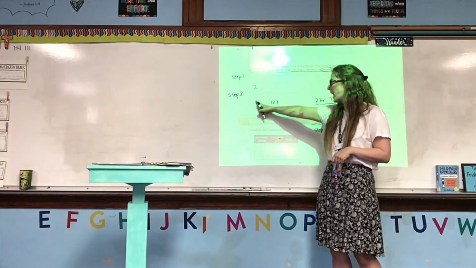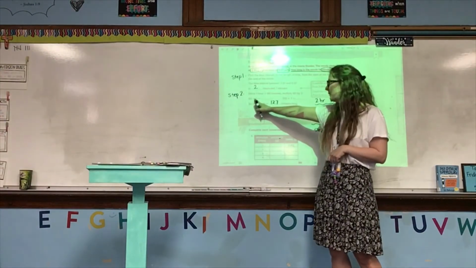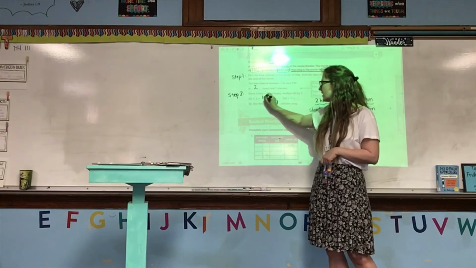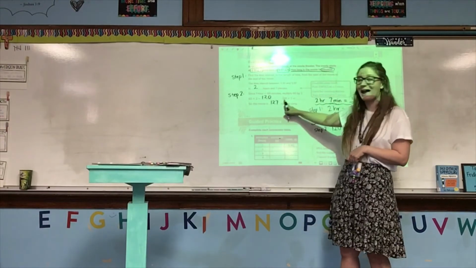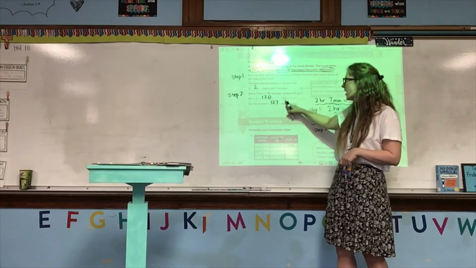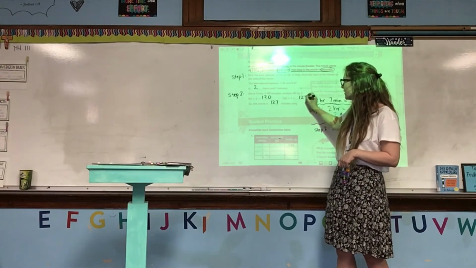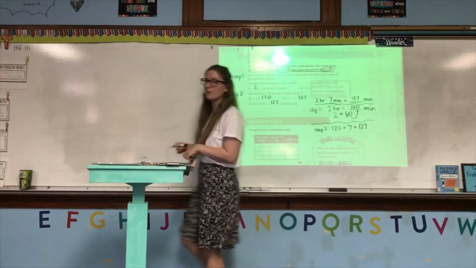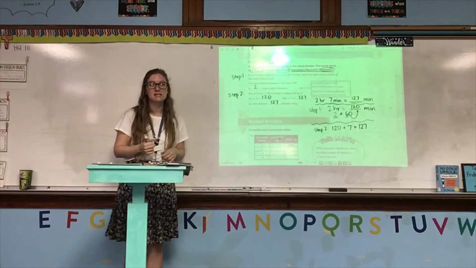Because we know that in 2 hours, we multiply 2 hours times 60 minutes to get 120. Then we add the number of minutes in 2 hours to the number of minutes that are left over. 120 plus 7 is 127. So the movie is 127 minutes long.